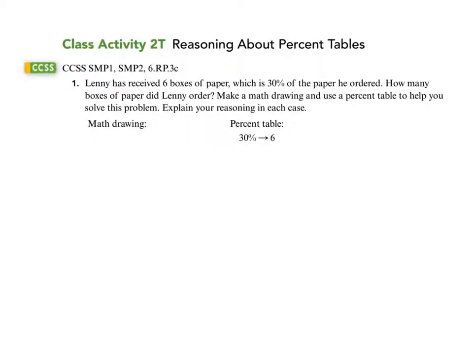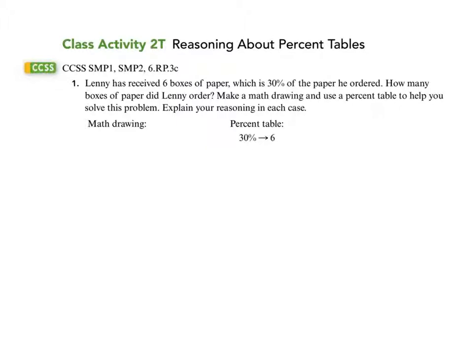On the next example, let's look at class activity 2T, reasoning about percent tables. Question number 1 states Lenny has received 6 boxes of paper, which is 30% of the paper he ordered. How many boxes of paper did Lenny order? Make a math drawing and use a percent table to help you solve this problem. Explain your reasoning in each case. So we're going to draw a math drawing, which is going to be like a fraction strip or a strip diagram. And then we're also going to do a percent table.